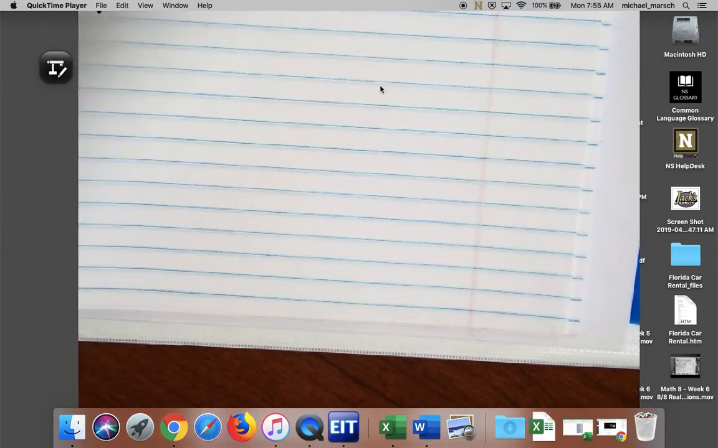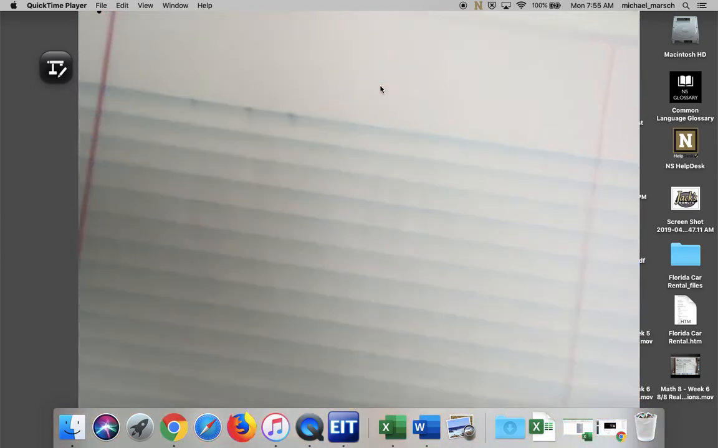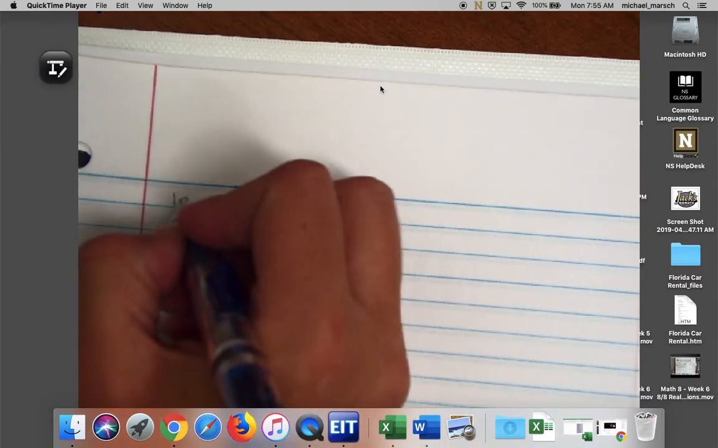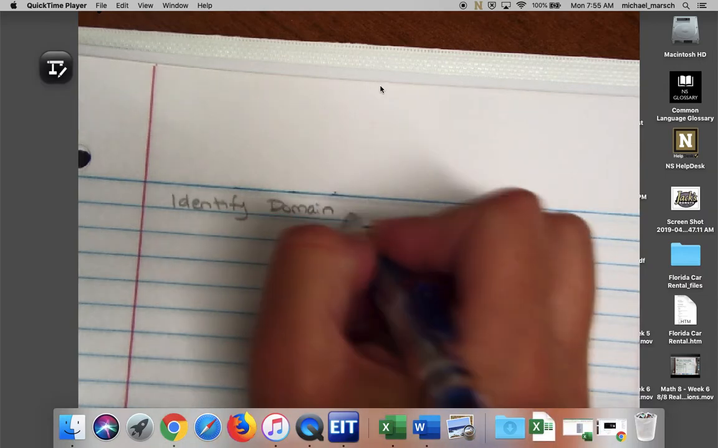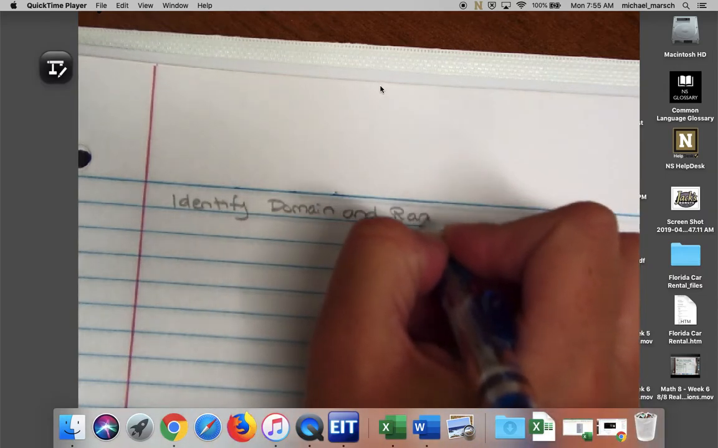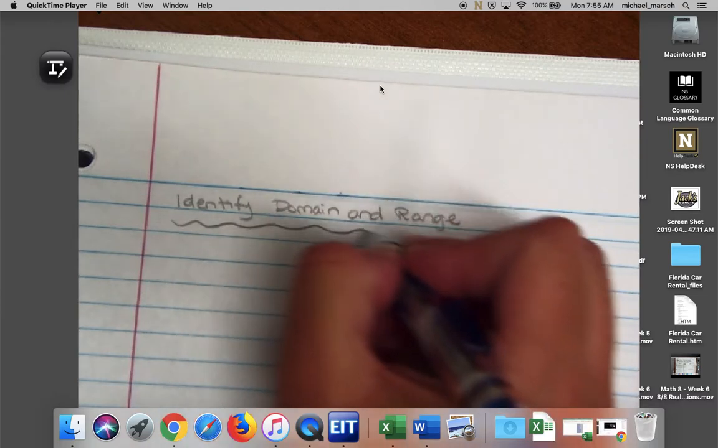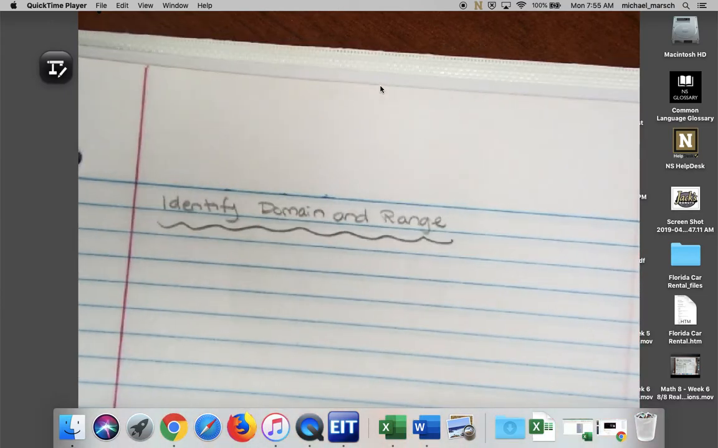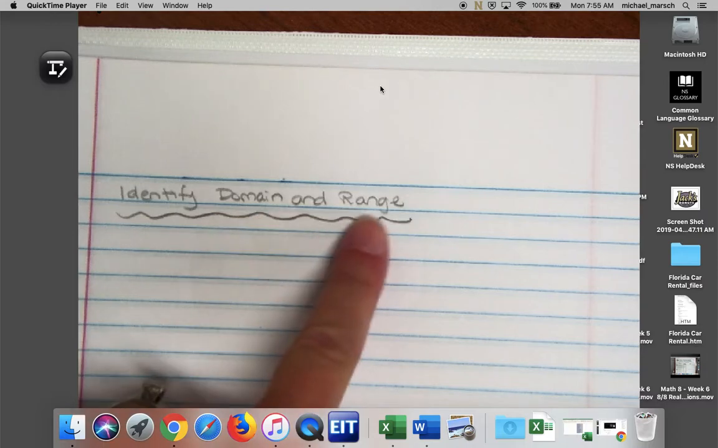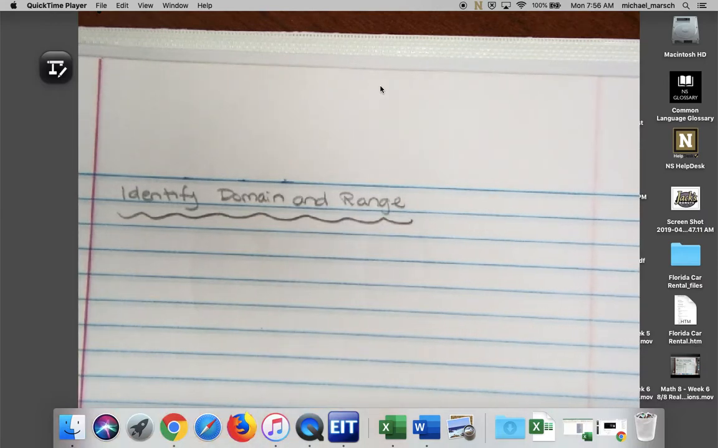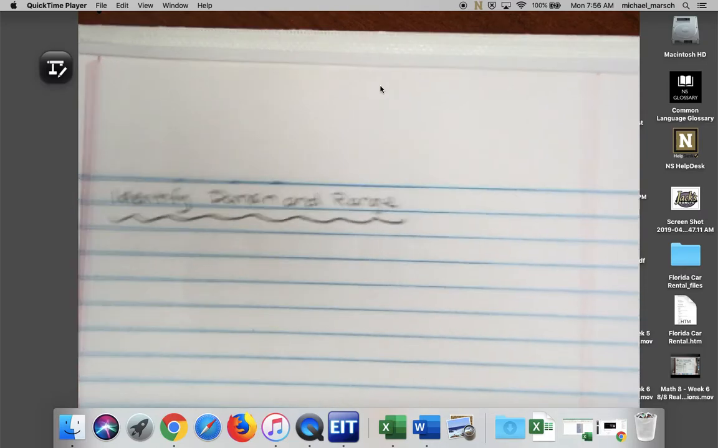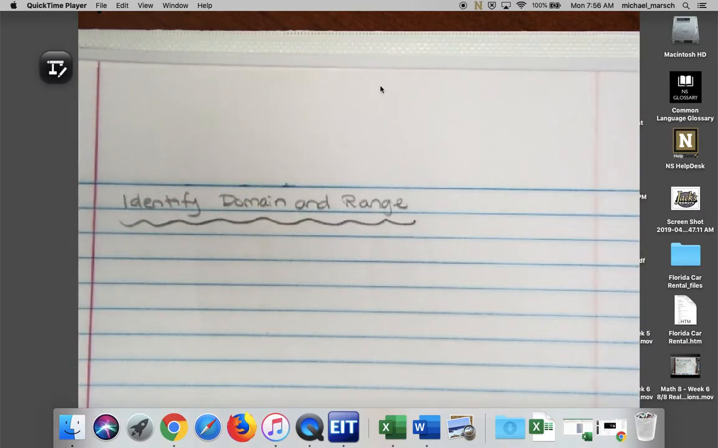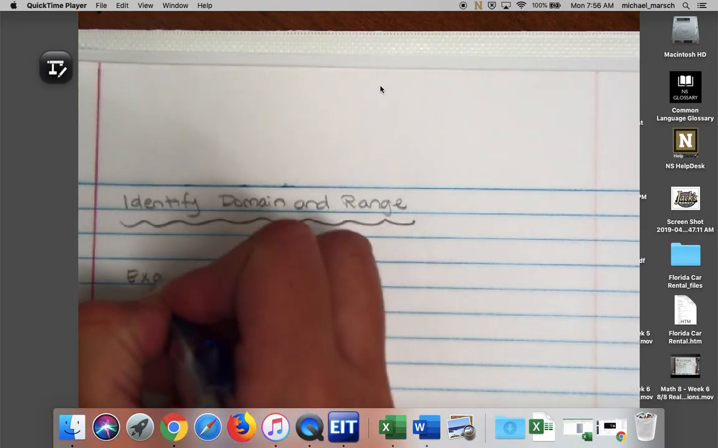Now I'm going to go on to page 11, and this is where it gets real fun. This is when we identify domain and range. Okay, so remember, domain and range are those synonyms for x values and y values. So we're going to be looking at different graphs and deciding what the domain and range are for those graphs of those functions. So we'll get into some examples.